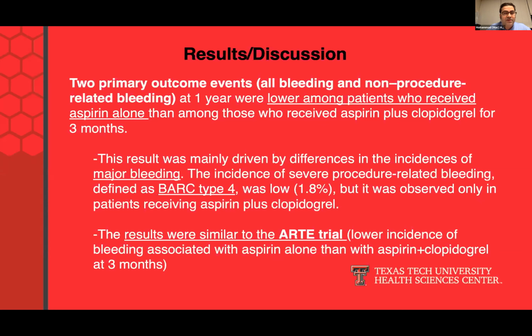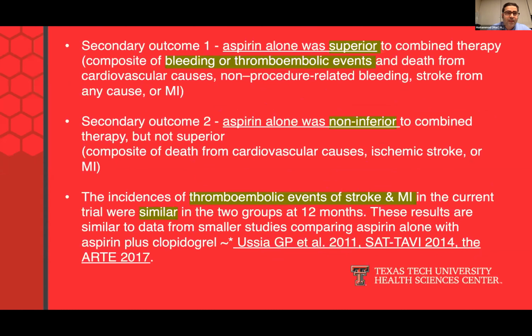This is mainly driven by differences in the incidence of major bleeding, as they defined it. And there were similar results in another trial, the ART trial, which shows lower incidence of bleeding associated with aspirin alone than with aspirin and clopidogrel at 3 months. And in this one, it was 3 to 6 months. So coming back to secondary outcome 1, which was procedure, non-procedure related stroke versus an MI, and secondary outcome 2, aspirin alone was non-inferior to the combined therapy, but not superior. So slight difference over there.